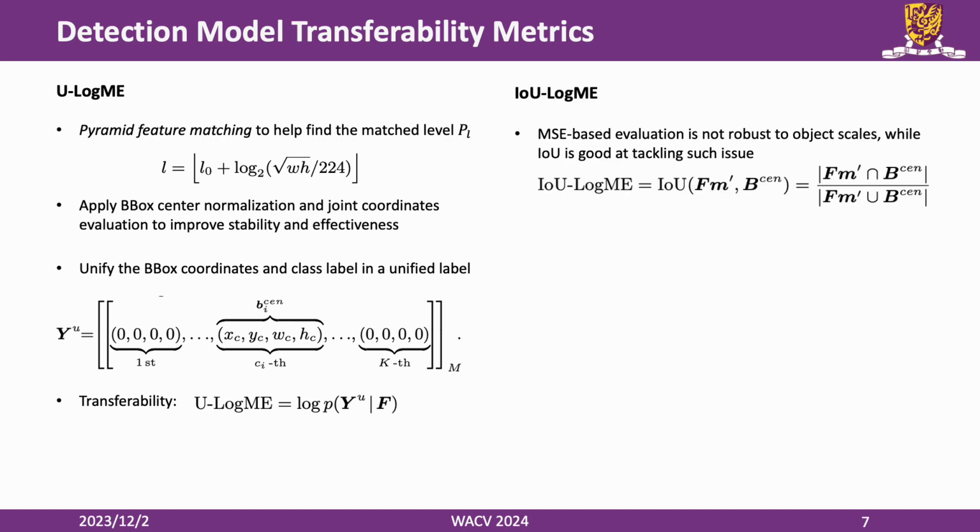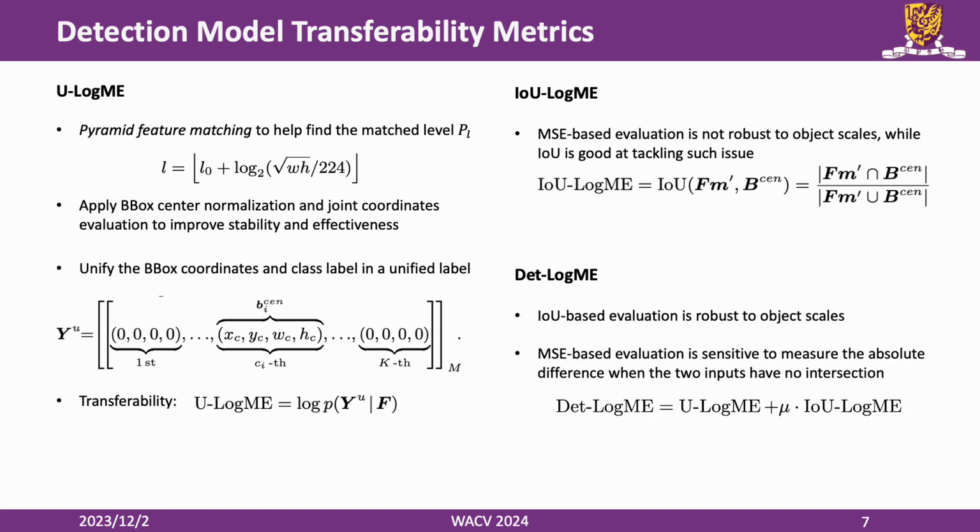However, such MSE-based evaluation is not robust to object scales, while the IOU metric is good at tackling such issues. So we further introduce a complementary metric named IOU-LogME by measuring the IOU between the predicted and ground truth bounding boxes. Finally, we combine the advantages of U-LogME and IOU-LogME, because IOU-related evaluation is robust to object scales, and the MSE-based evaluation is sensitive to the absolute difference when the two inputs have no intersection, by addition with the hyperparameter mu.